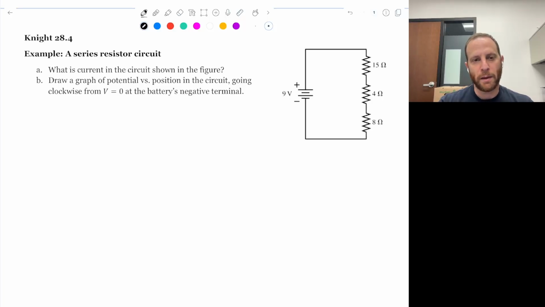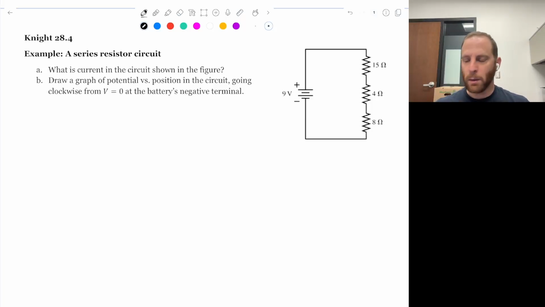In the figure, we have a series resistor circuit. Part A, what is the current in the circuit shown? Then Part B, draw a graph of potential versus position in the circuit, going clockwise, setting V equal to 0 at the battery's negative terminal.